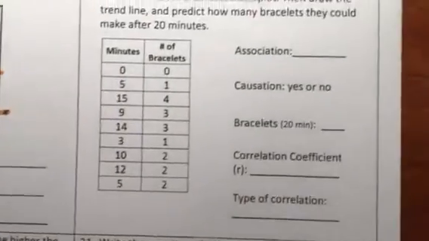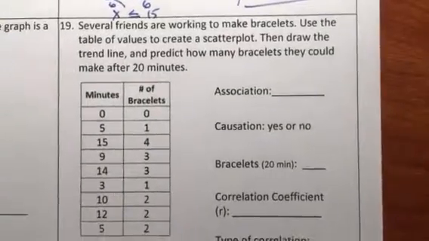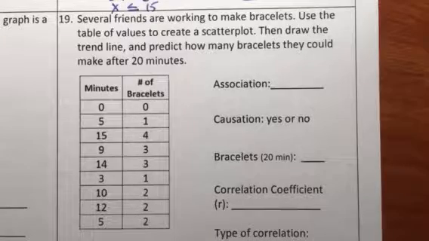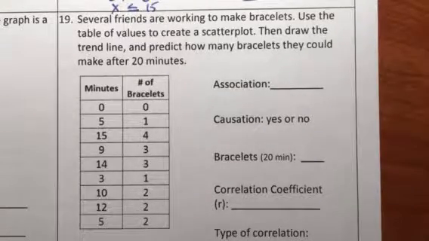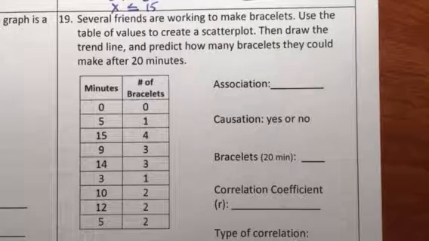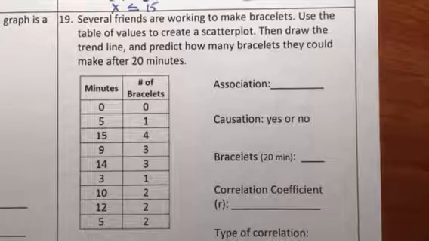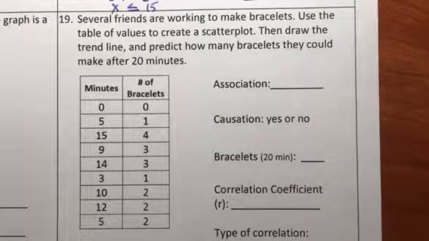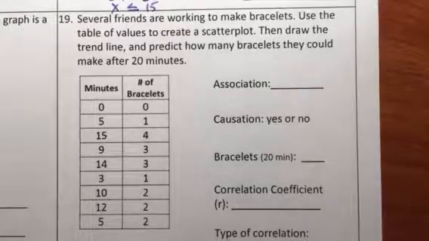Alright, so number 19 is going to take us a while to get done because there's a lot to this. Several friends are working to make bracelets. Using the table, create a scatter plot. Then draw the trend line and predict how many bracelets they could make after 20 minutes.